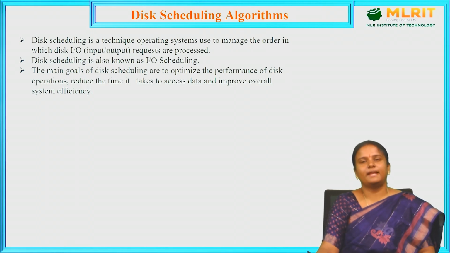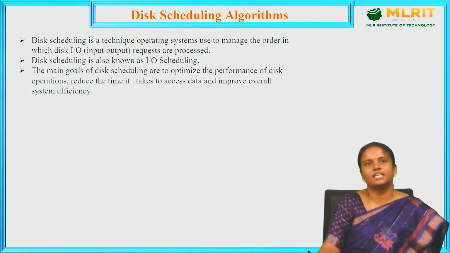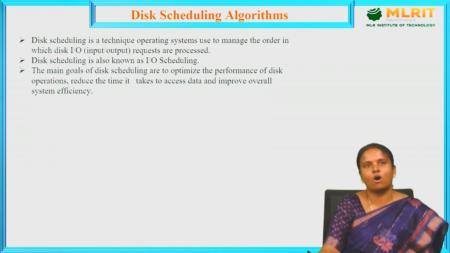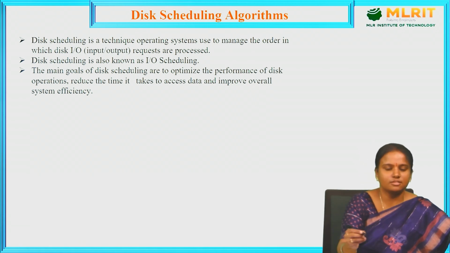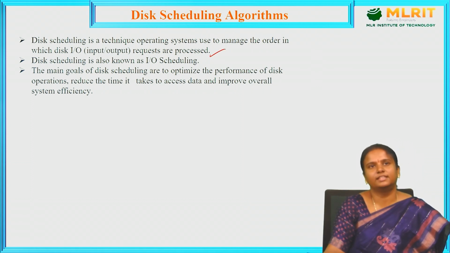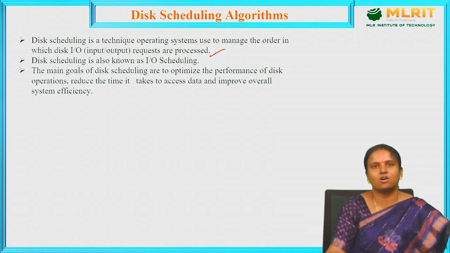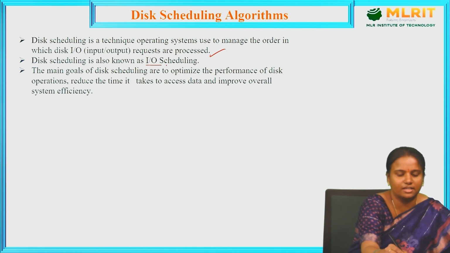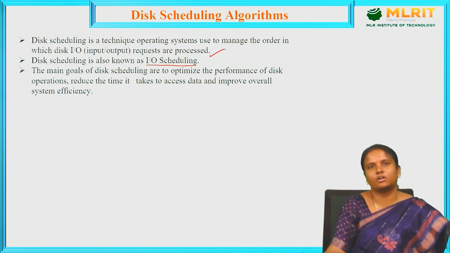So what do you mean by disk scheduling algorithm? Disk scheduling is a technique operating systems use to manage the order in which disk input-output requests are processed. That is, whatever operations are done with the input and output attached through this disk, the operating system manages the order of the requests and how they get processed. Disk scheduling is also known as input-output scheduling.